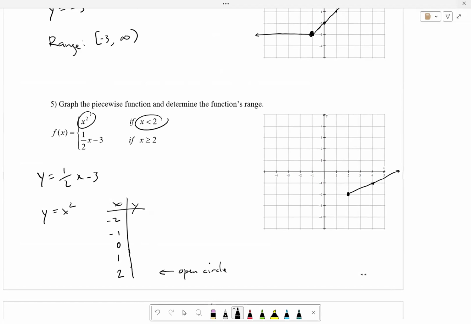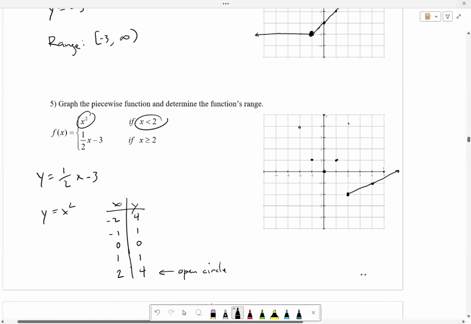Those will be graphed. And that last one, I don't want to plug in 1.99. I don't want to square 1.99. That seems crazy. I will square 2 though, and when I put my point there, it will be an open circle. So -2 squared is 4. -1 squared is 1. 0 squared is 0. 1 and 4. Okay, plotting these. I have this, this, this. And remember 2 comma 4. That is an open circle.